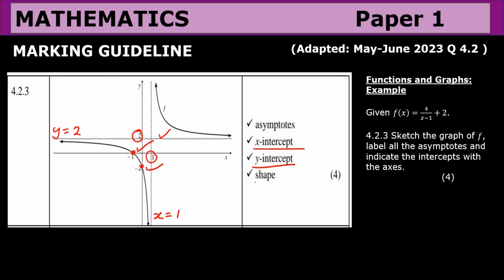And lastly, the shape of our graph. So we know from the graph, we can see this is a positive hyperbola, and that appears in the first and the third quadrant. And so you're going to get a mark for the shape of the hyperbola as well. Remember, part of the shape is also that the hyperbola does not touch the asymptotes. You need to know that the asymptotes cannot be touched. So that is going to be a mark for the shape as well. And those are where the 4 marks are for this question.